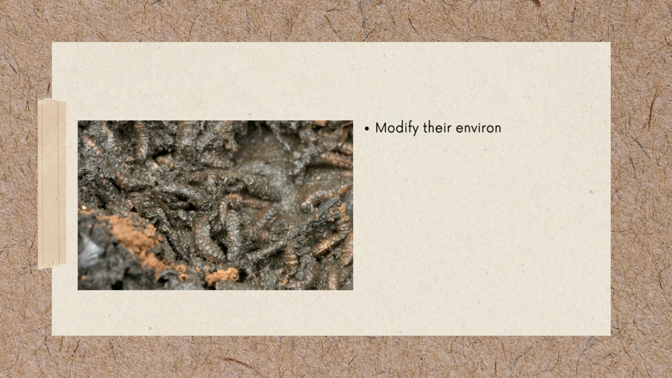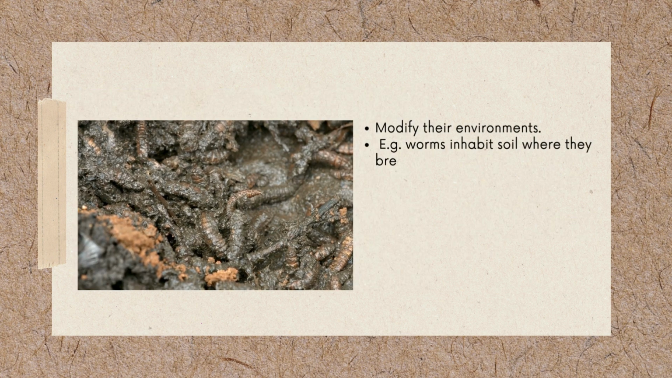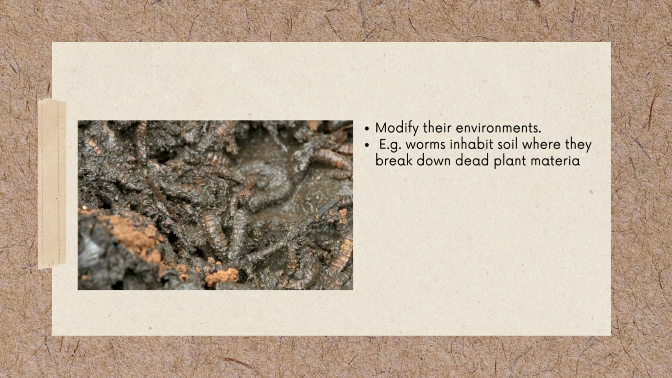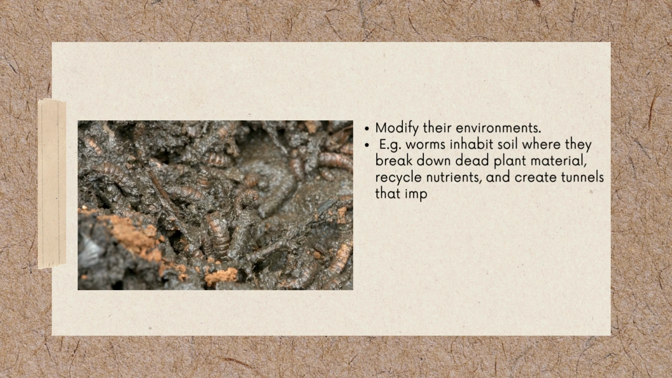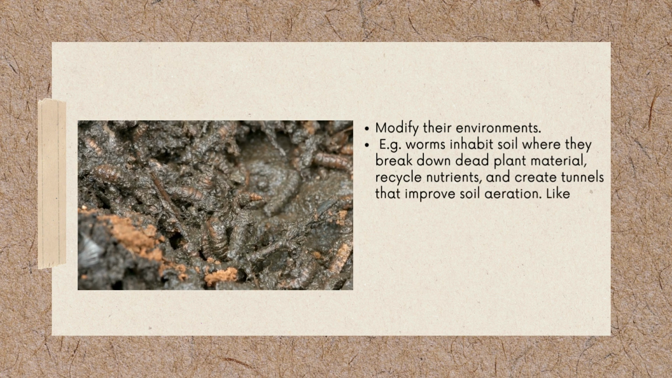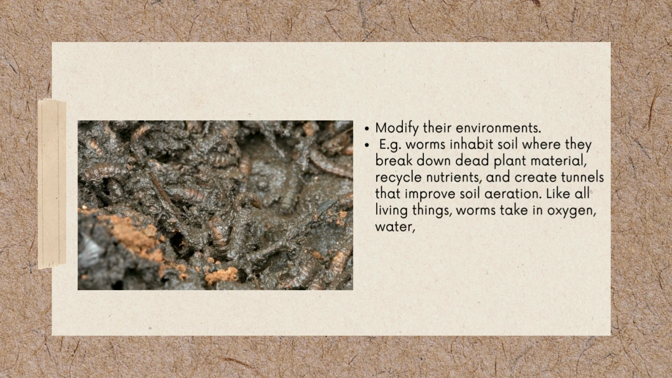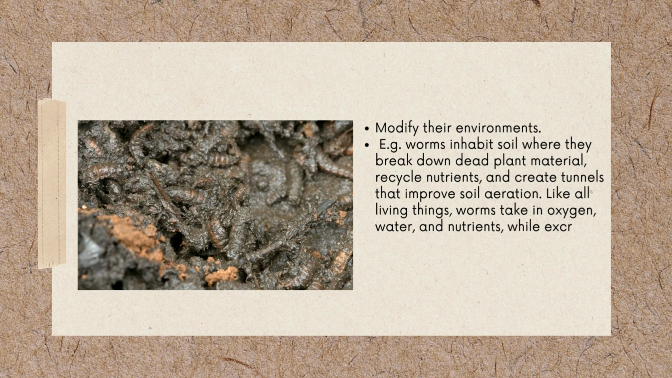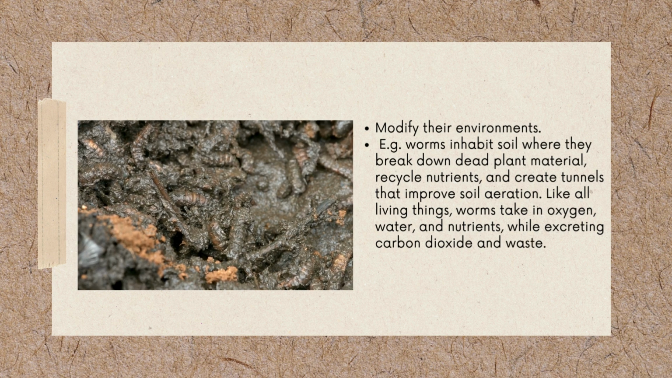Additionally, organisms modify their environments. Worms, for instance, inhabit soil where they break down dead plant material, recycle nutrients, and create tunnels that improve soil aeration. Like all living things, worms take in oxygen, water, and nutrients, while excreting carbon dioxide and waste. Plants also absorb carbon dioxide and release oxygen through photosynthesis.